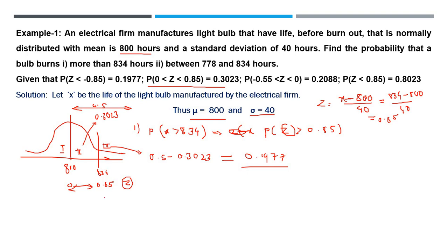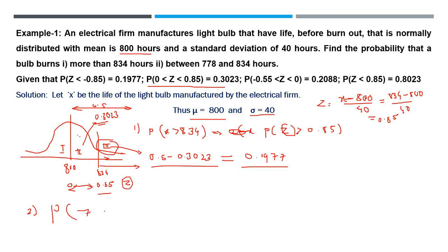So how have we calculated this value? First of all, we mentioned the required condition. We calculated the value of z using the formula x minus mu divided by sigma, and that value comes out to be 0.85. Then we checked the probability distribution table given in the problem. Between 0 and 0.85, the value is 0.3023. We have to find the value for greater than 834, that means area 3. On the right hand side, the area is 0.5, so 0.5 minus area 2, which is given in the table. So we got the required answer for the first case.